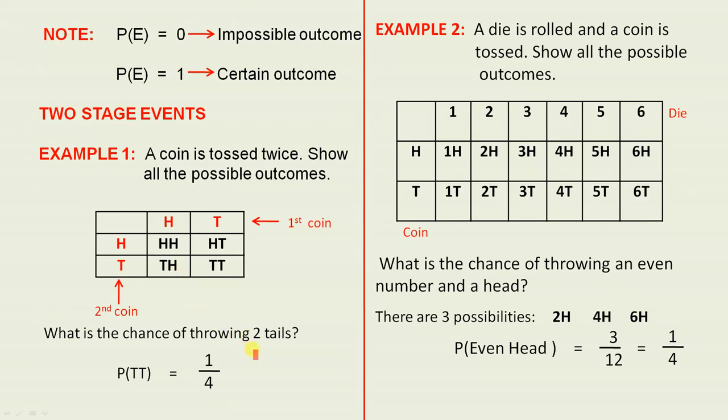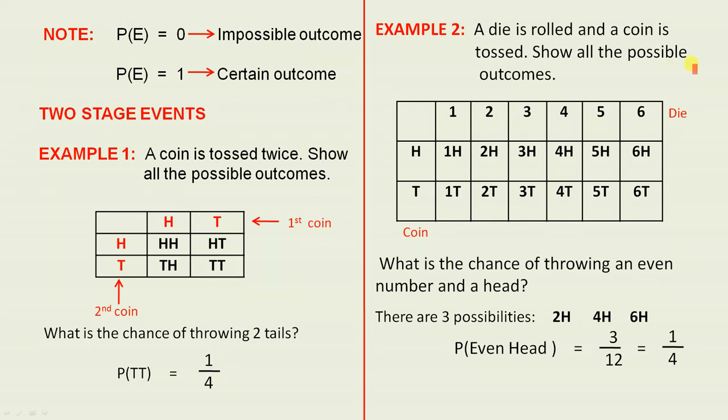What is the chance of throwing 2 tails? Well, 2 tails only occurs once. So P(TT) is 1 over 4, because TT occurs once, 4 possible outcomes, so it's 1 over 4.